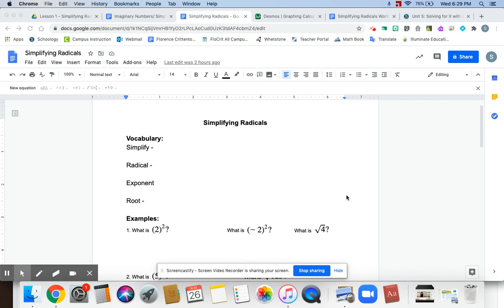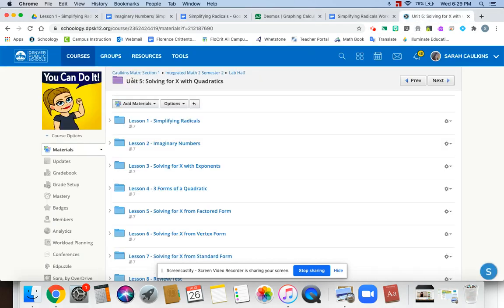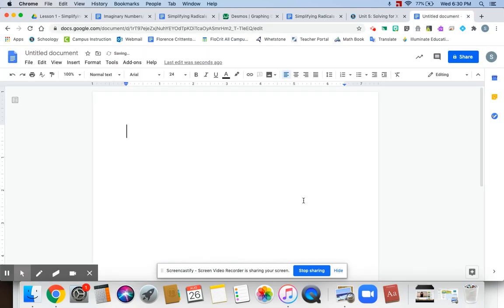So the way these videos work is you're going to want to copy everything you see and everything I type on this page. In order to do that, you're going to want to go ahead and take out a notebook. I would call this, just so you could keep track, Unit 5, Lesson 1. The name of the lesson is Simplifying Radicals.